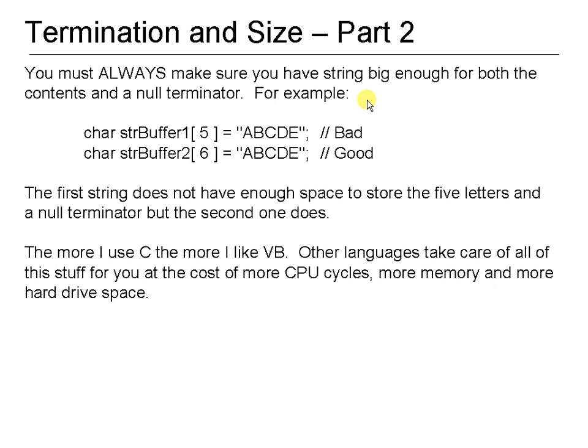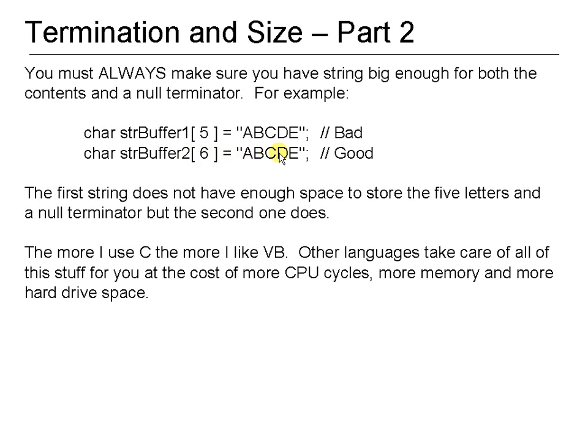So you must always make sure your string is big enough for both the contents and a null terminator. In this case, for example, I say str_buffer1, I give 5 characters, and I put A, B, C, D. That's bad because there are 5 characters plus 1 terminator. That's 6. It will overwrite what is in memory. The second example is good: I have 6 characters, I put 5 in and 1 for the null terminator.